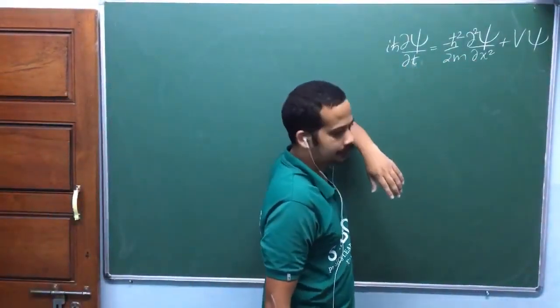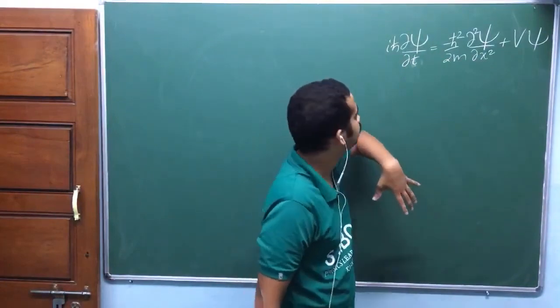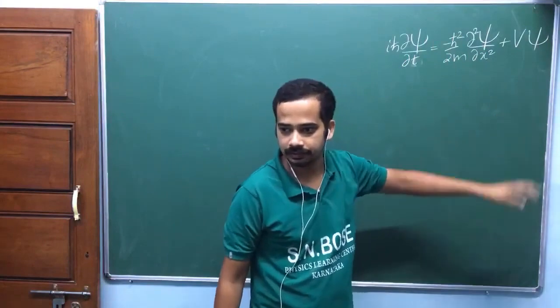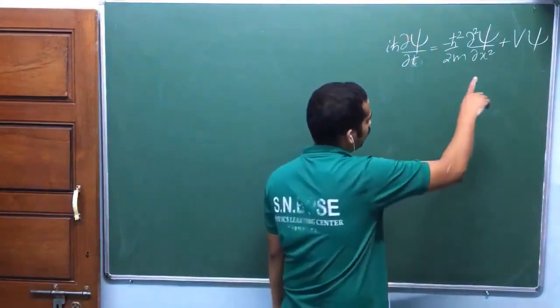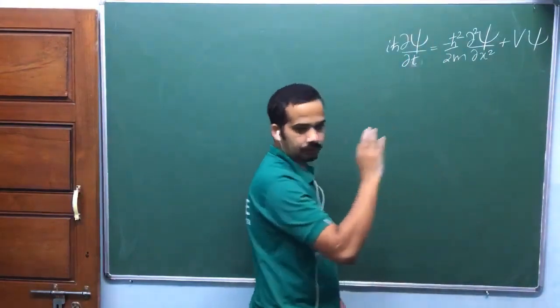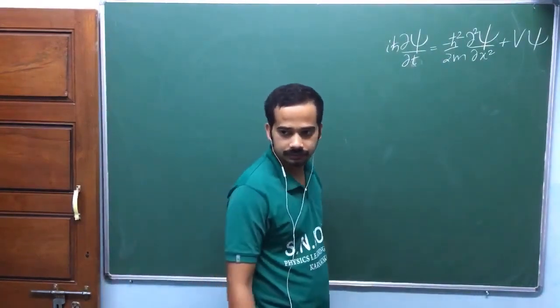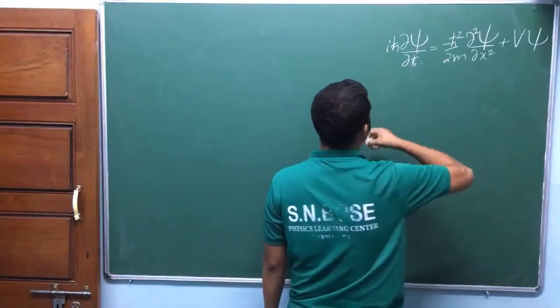Is that okay? So V is a function of x, and psi is a function of x and t here. Potential is a function of x. Potential can be a function of both x and t in the most general case. Later we shall talk about time independent potential.